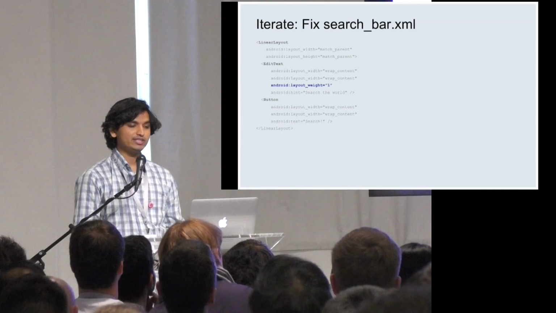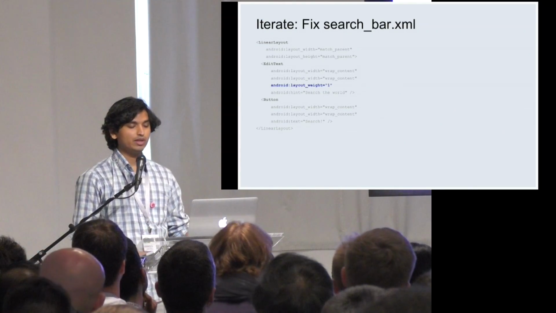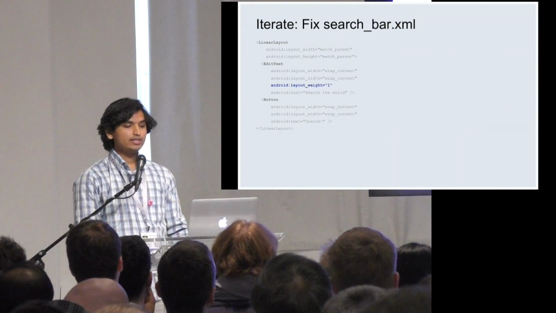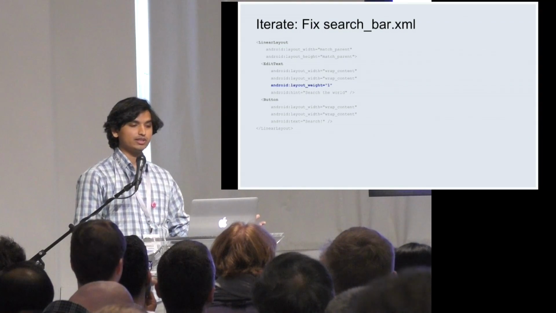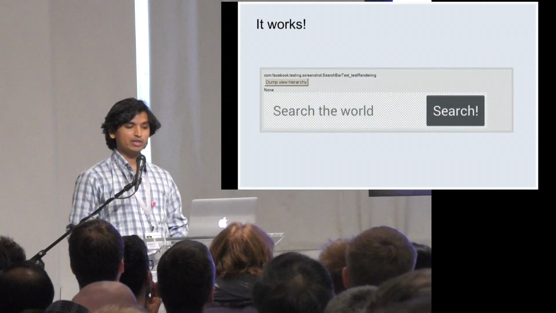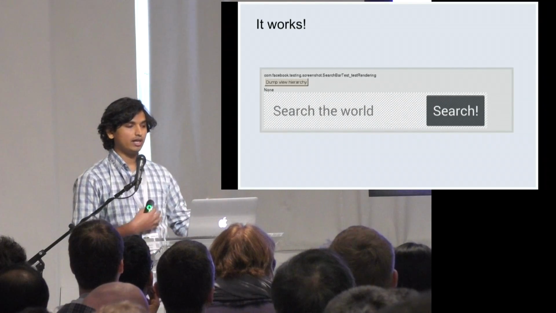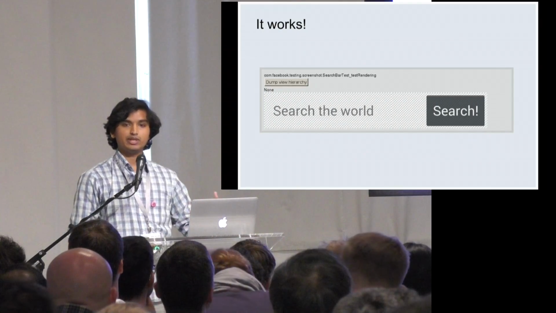She sets the layout weight equal to 1, which makes the edit text take the rest of the view, whatever space is left over. She now wants to verify that this is working as expected, so she runs the test again, and lo and behold, it works. This iterative cycle is much faster than having to plug this into a real app.